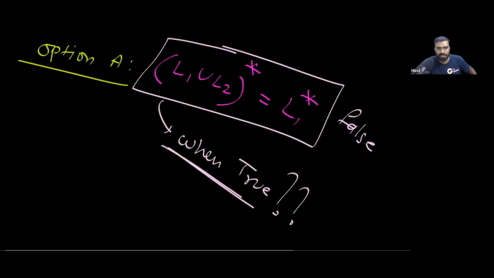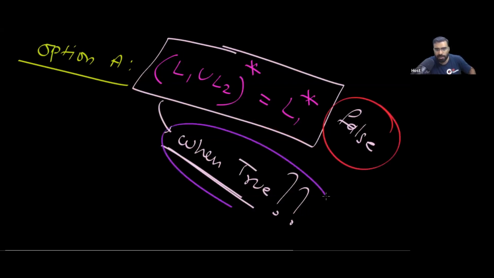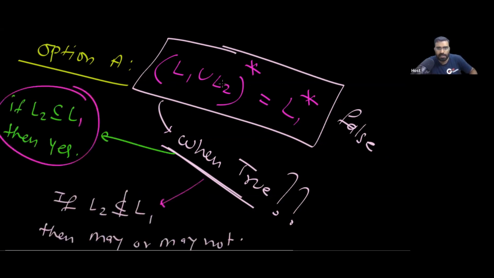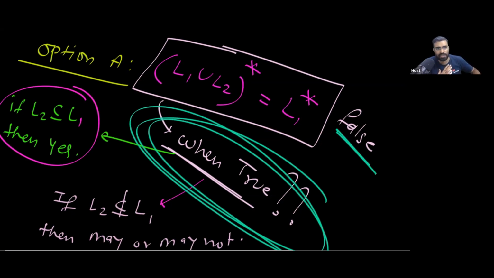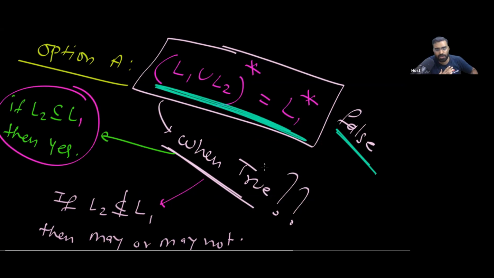So see, very simple. Option A is this: (L1 union L2) whole star is equal to L1 star. We know option A is false. We already know. But now we want to find out when this option will be true. I told you that this option is false. I agree. You also agree. But when will this statement be true?